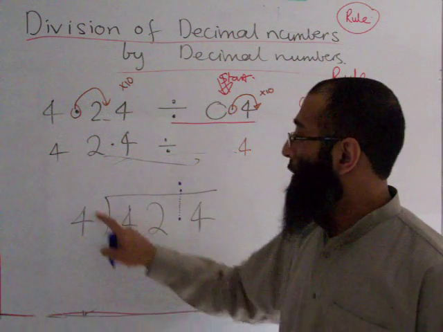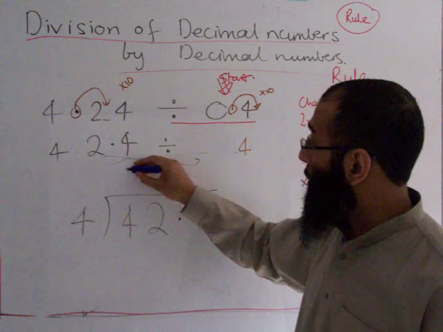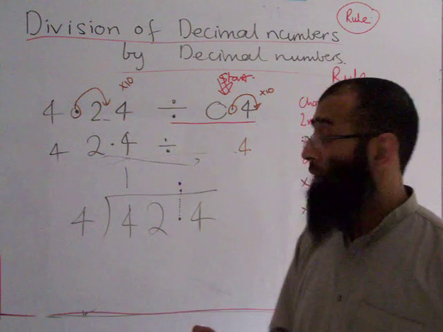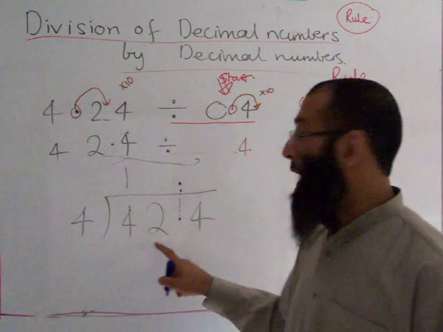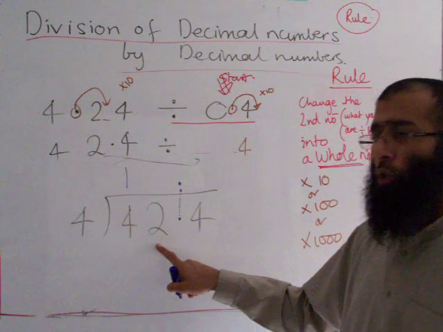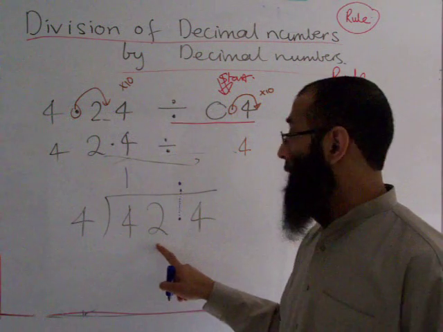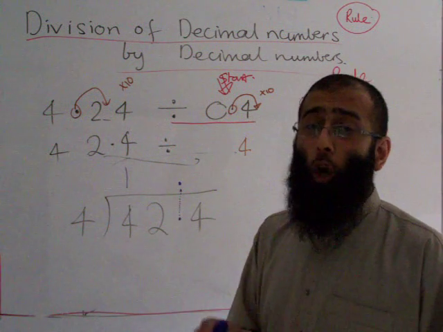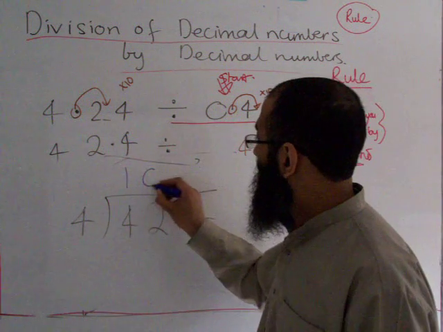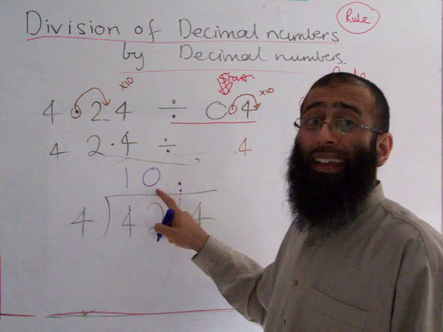We say how many groups of 4 can I make from 4? The answer is 1. So 4 times 1 is 4. How many groups of 4 can I make from 2? So I mean, you've got 2 friends, can you make a group of 4 from 2? The answer is no, I can't do it. And in no we have a 0. So we can't make any groups.